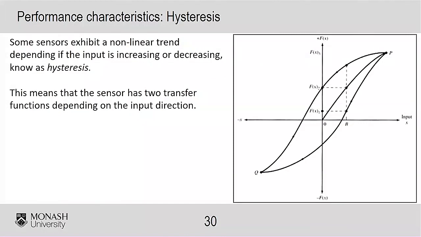So hysteresis is another characteristic that we'll talk about. So some sensors exhibit a non-linear trend depending if the input is increasing or decreasing. This is surprisingly common in sensors, and we need to account for that when we're dealing with our calibrations. So this essentially means that the sensor has two different transfer functions depending on the input direction. So in this case, I don't know if you can see the arrows very well, but they are moving this way as the, in this case, say pressure goes up, and then this way as the pressure goes down.